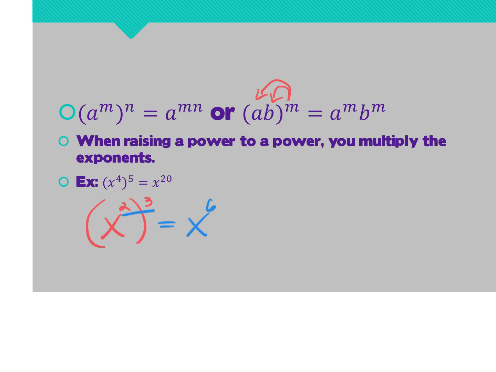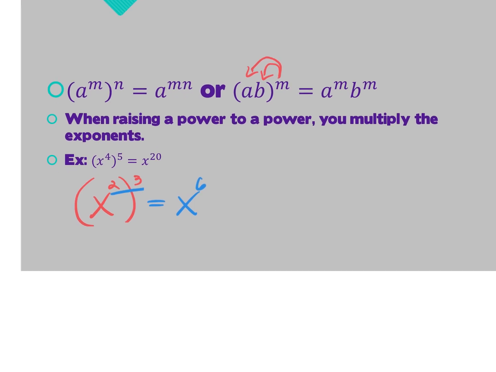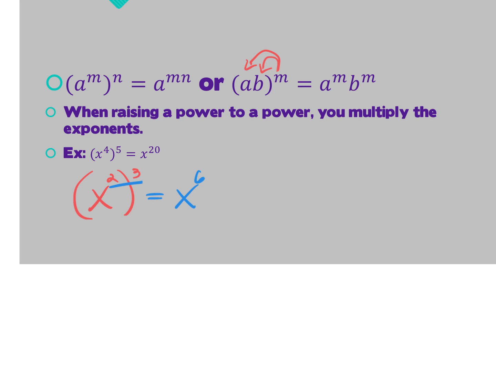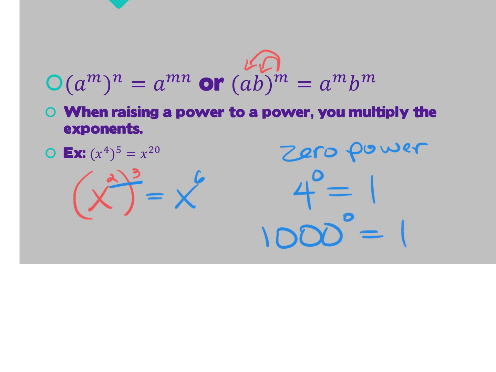Now, before I move on to the next slide, I want to just review a few other skills that you should memorize. Whenever you have a power of 0, any number raised to the 0 power equals 1. You need to memorize that. Even if it's 1,000 raised to the 0 power, the answer is 1.